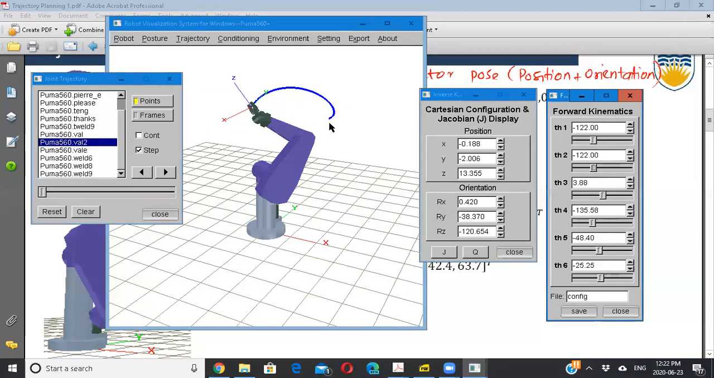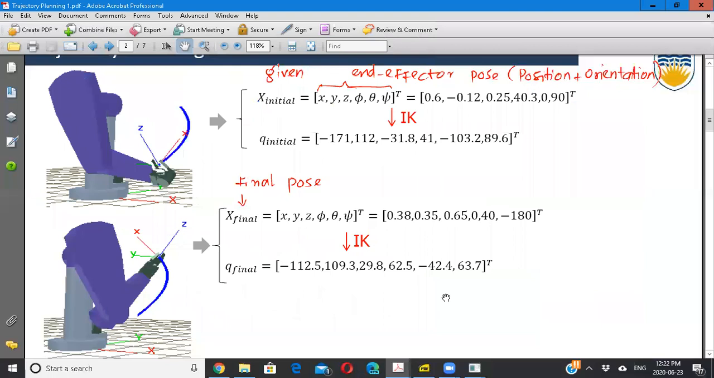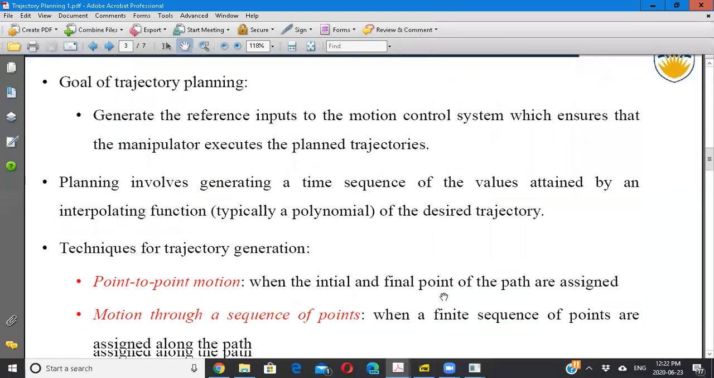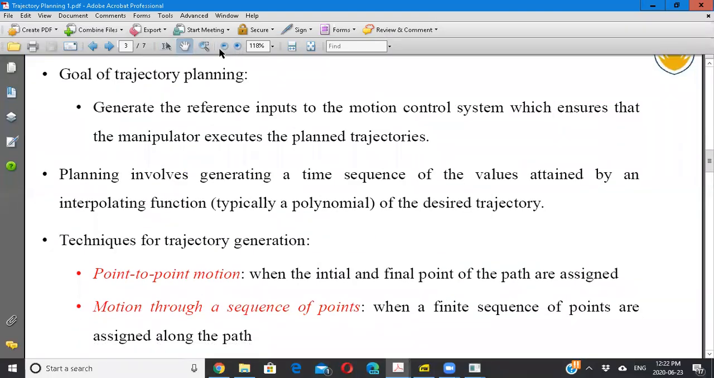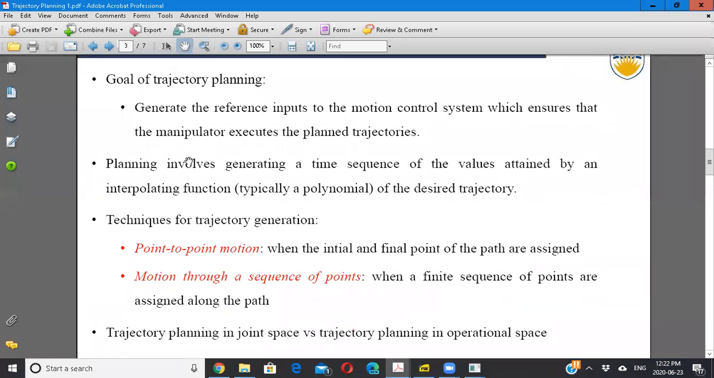But if it is not given, we can also find it analytically. Analytically means we can also find it mathematically. Okay, so that will give us a good insight into this problem. So let's proceed. Okay, before I bring in some math, what is the goal of trajectory planning?